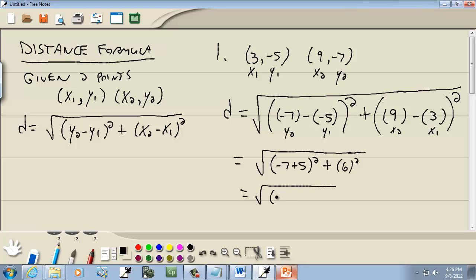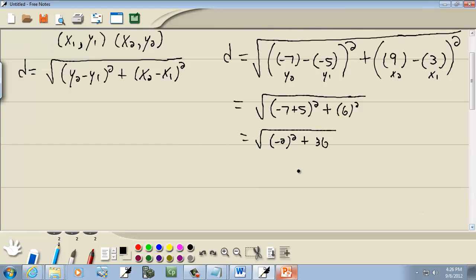Well, negative 7 plus 5 is negative 2, so negative 2 squared plus 6 squared, which is 36. Now negative 2 squared, negative 2 times negative 2 gives us a positive 4 plus 36, which gives us the square root of 40.